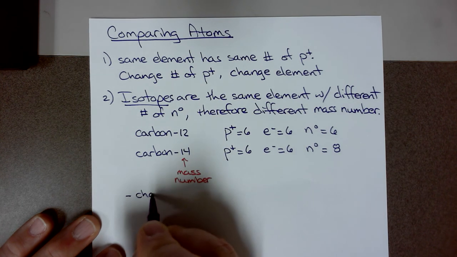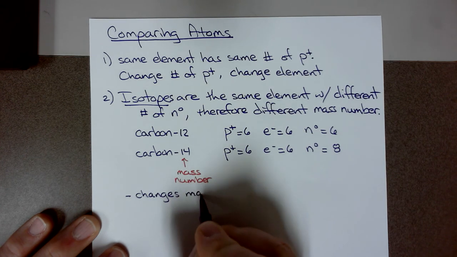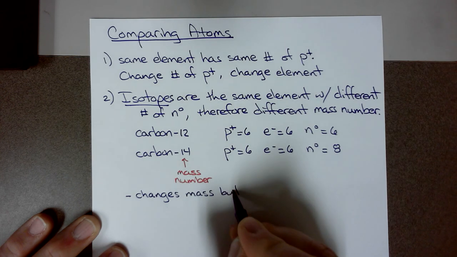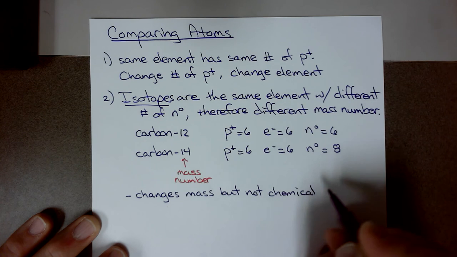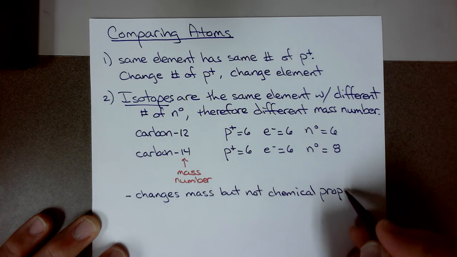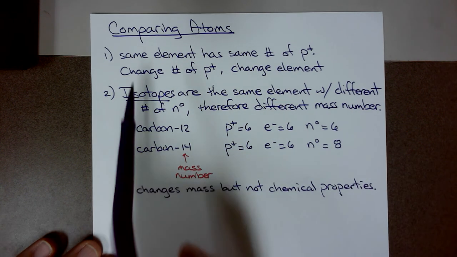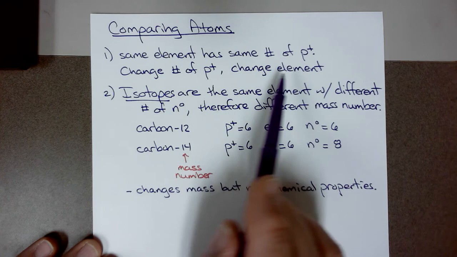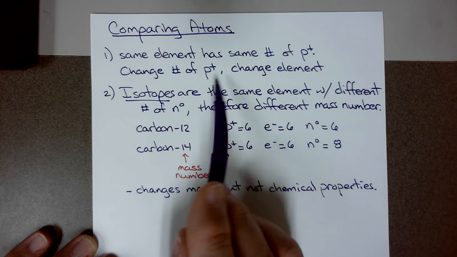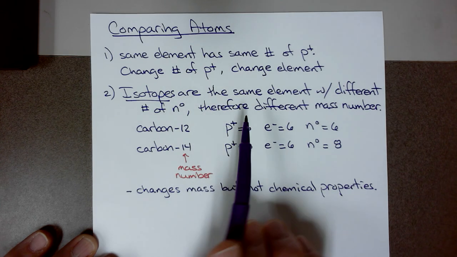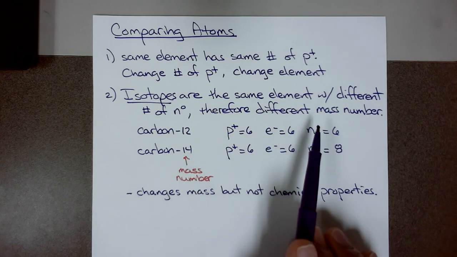It changes mass, but not chemical properties. So they still behave the same way. They're still the same element, they just have a different mass. Okay, now again, let's repeat. The proton identifies the element, and if you change the proton, you change the element. So we do not change protons. Isotopes are the same element, but they have a different number of neutrons. Therefore, we have a different mass, or mass number.